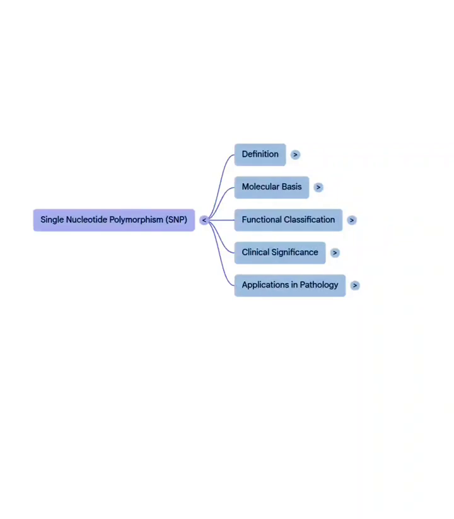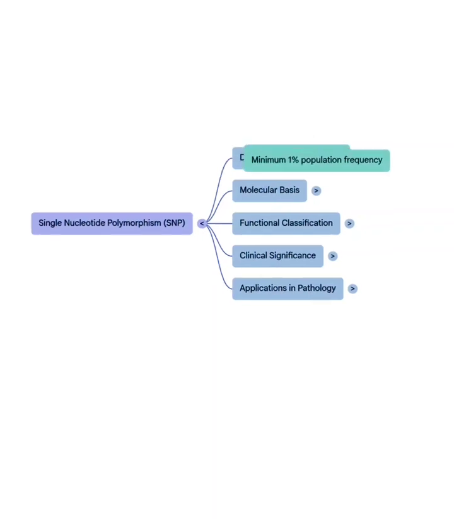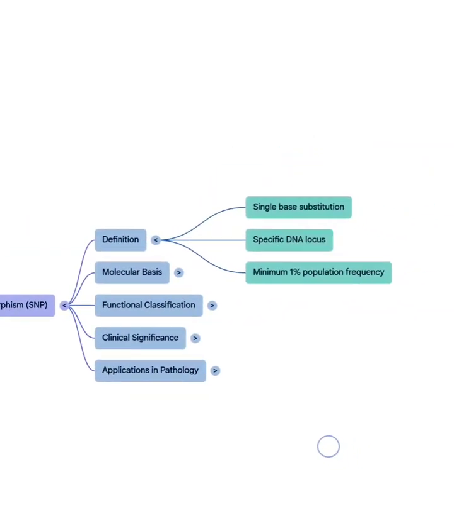Today we will discuss single nucleotide polymorphism (SNP), a fundamental concept in genetics which has a significant relevance in pathology, diagnostics, and precision medicine. SNPs represent the most common type of genetic variation in the human genome.